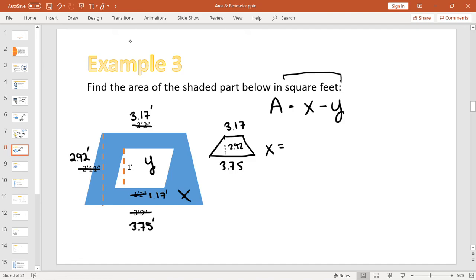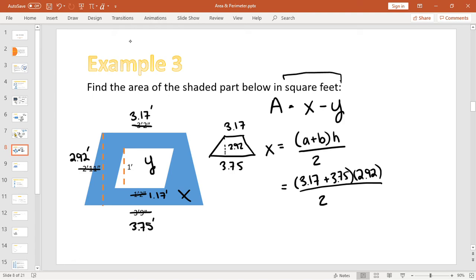The formula for a trapezoid, if you look on your formula sheet, is A plus B times the height divided by 2. Okay, so 3.17 plus 3.75 times 2.92 divided by 2. Order of operations. Do the addition within the brackets first. And then it's kind of willy-nilly. You can do any of the rest of the math, and you're going to get about 10.10 feet squared.